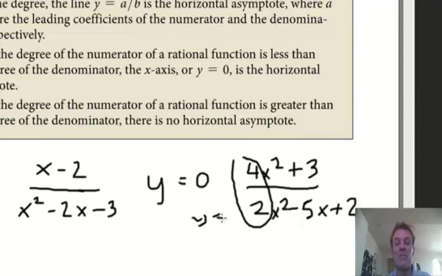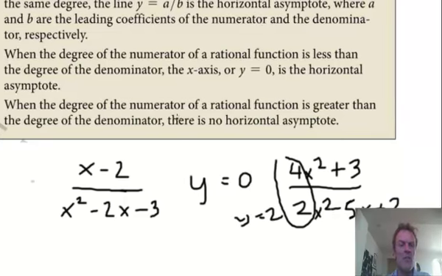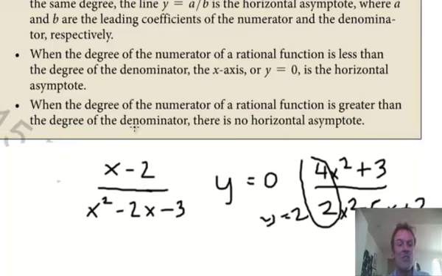Now, when the degree of the numerator is greater than the degree of the denominator, there isn't a horizontal asymptote. We'll be looking at oblique asymptotes later. Instead of a vertical or a horizontal, we'll have an oblique. There you go. So, that's horizontal asymptotes.